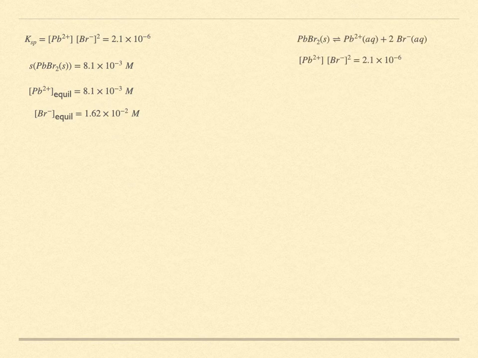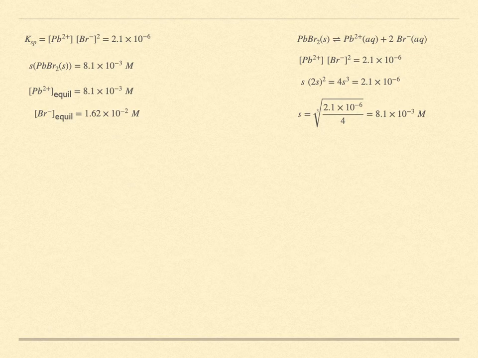We can calculate this from the equilibrium expression, knowing the stoichiometric relationship between lead and bromide. S times 2S squared will equal the KSP value. Solving for S gives us the 8.1 millimolar value. So what would happen if, instead of adding lead bromide to pure water, we added it to a solution that was already 1 millimolar in sodium bromide?